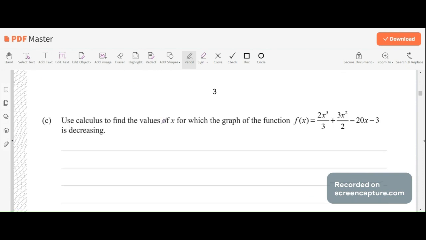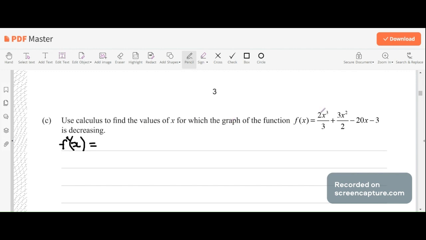Use calculus to find the values of x for which the graph of function f of x is decreasing. Okay, so when it's decreasing, we know that the gradient function is going to be negative, because it's got a negative gradient. So we need to find f dash x. We got to find that. So we have to differentiate.